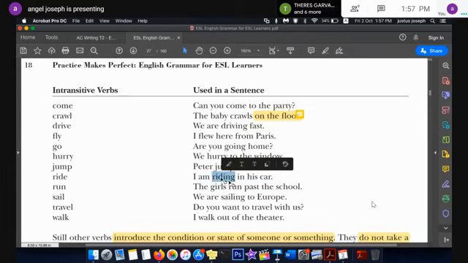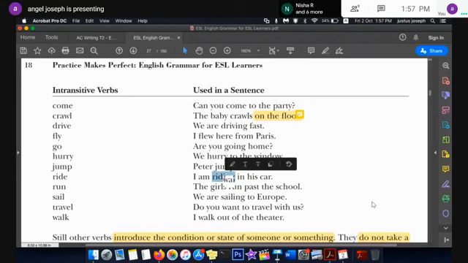Riding is a verb here, and it's followed by in his car. In is the preposition here. In his car can be taken as a prepositional phrase here. So again, riding becomes an intransitive verb.